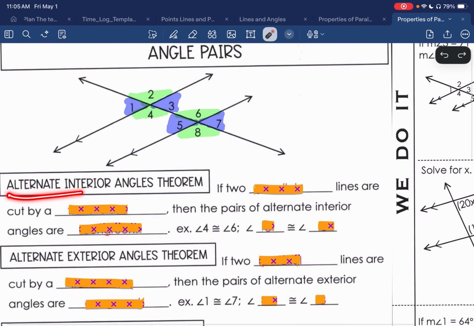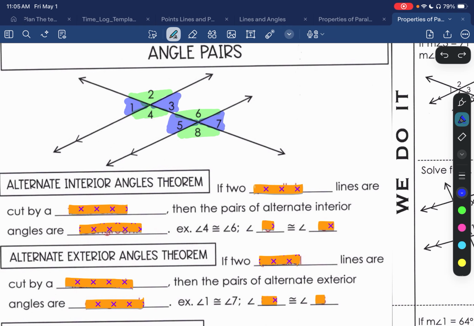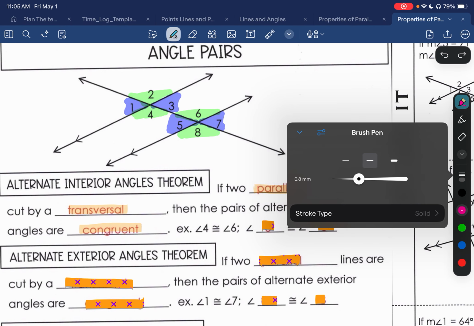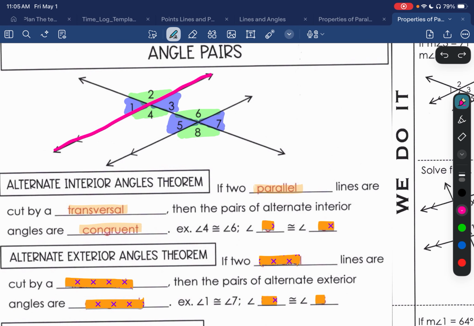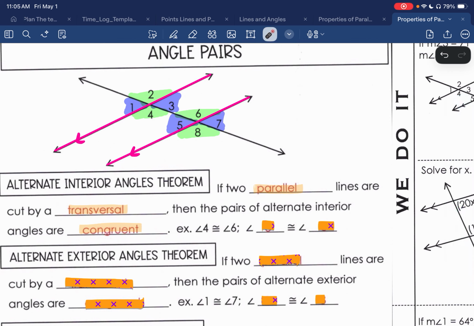So there's a theorem, the alternate interior angles theorem, that says this. If you have two parallel lines that are cut by a transversal, let me highlight the parallel lines too, just so it's a little easier to see. One and two. All right, so there's my two parallel lines, and we know that because these little arrows right here indicate our parallel lines. If we have two parallel lines cut by a transversal, here's my transversal, then the alternate interior angles are congruent.